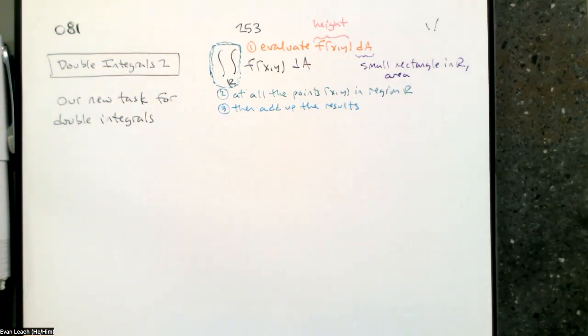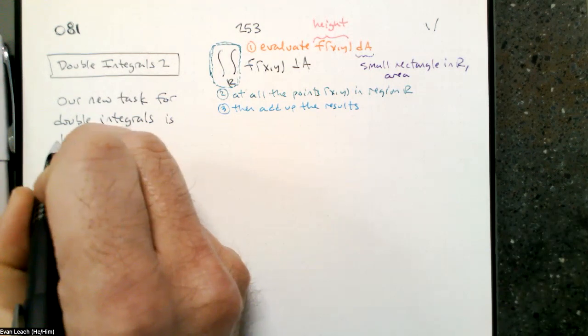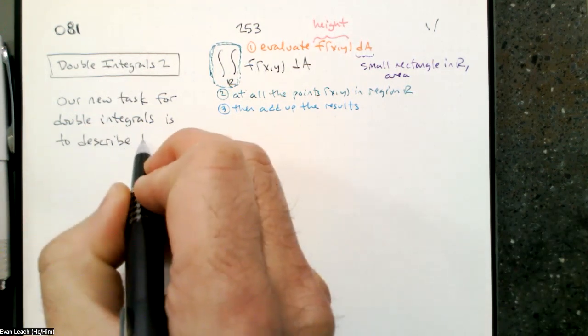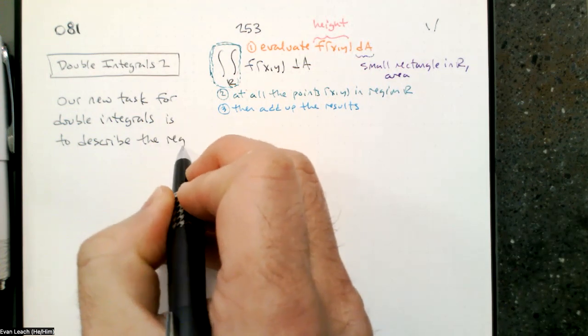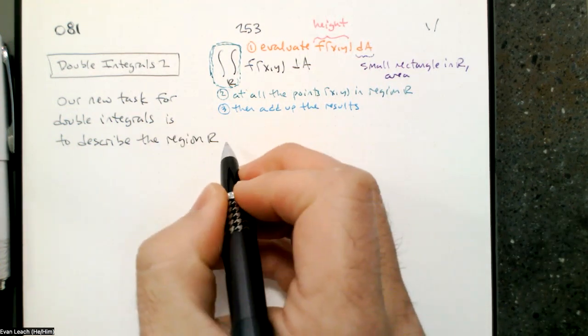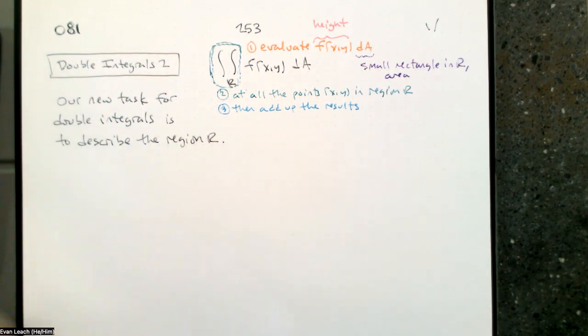Our new task for double integrals, since we understand how they're constructed, is to describe the region over which we are integrating. Our new task for dealing with double integrals is to describe the region R.